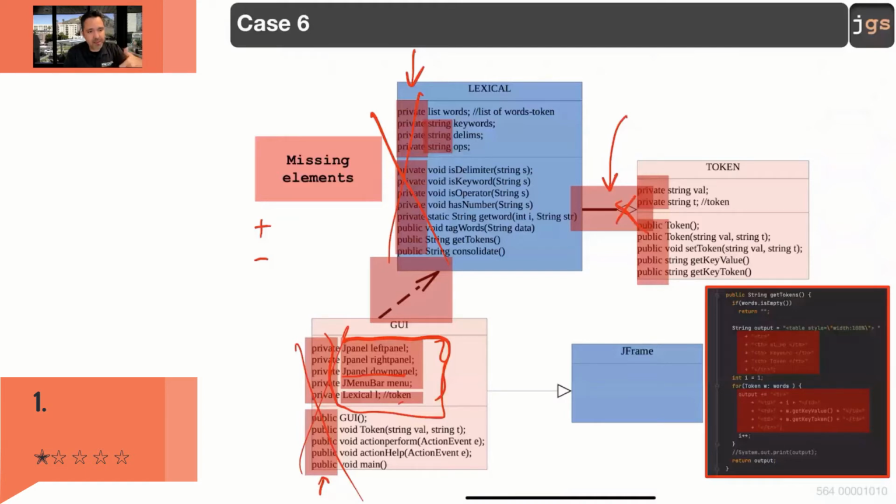And again, it's something that we reviewed in the previous lecture. The diamond should be in the class that is the owner, the class that is the important one, and is pointing to the element that is inside of the owner. So probably this one should be there. The lexer is the one that has tokens, not the opposite.